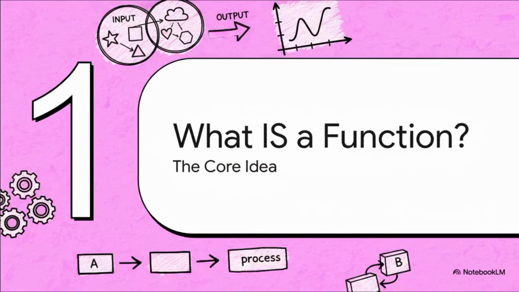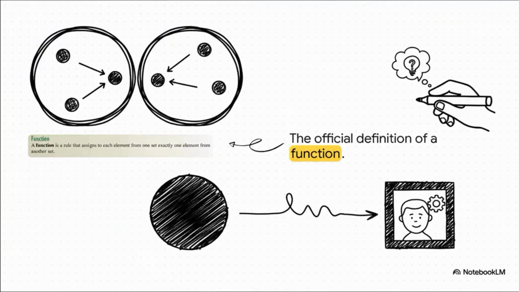All right, first things first. Let's get right to the heart of it. What is a function, really? Don't worry, I promise we're going to make this incredibly simple. Now, if you crack open a textbook, you're going to see a definition that looks something like this. A function is a rule that assigns to each element from one set exactly one element from another set. I mean, yeah, that's technically correct, but what does it even mean? It's pretty abstract, right? Let's forget that for a second and think about it a much more intuitive way.